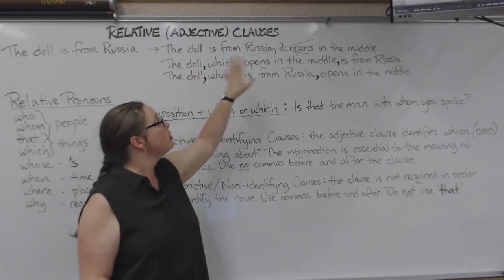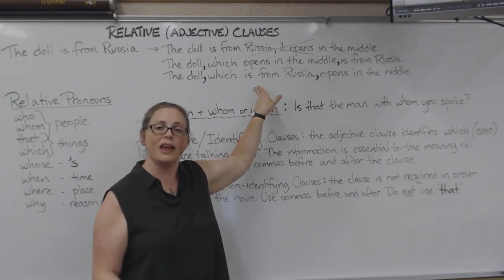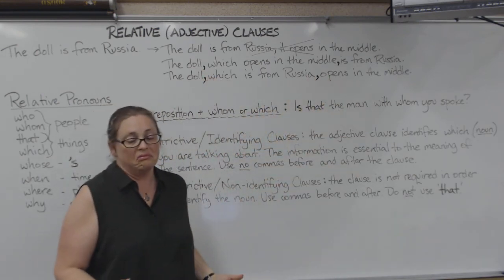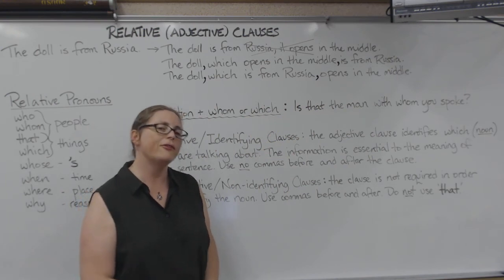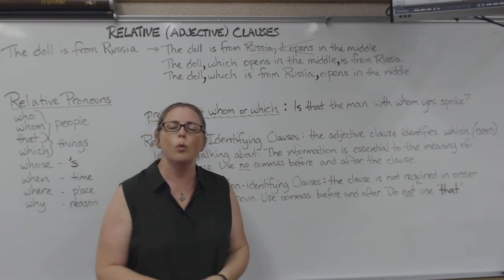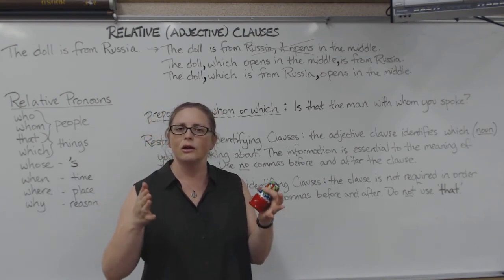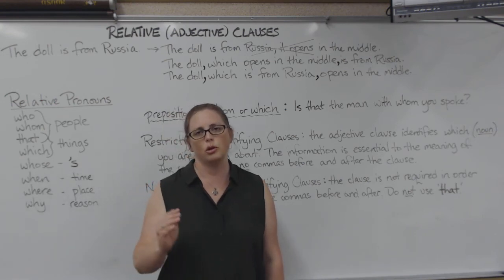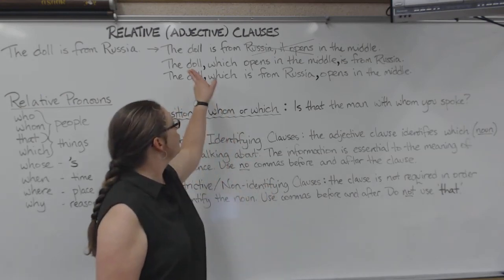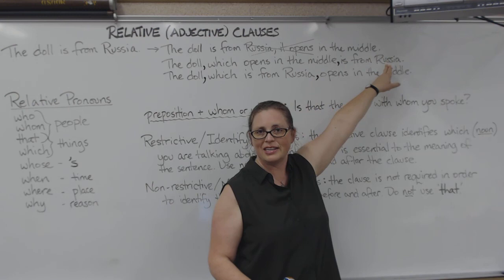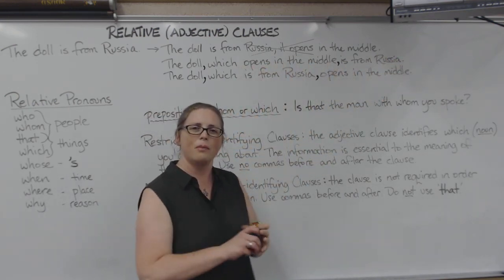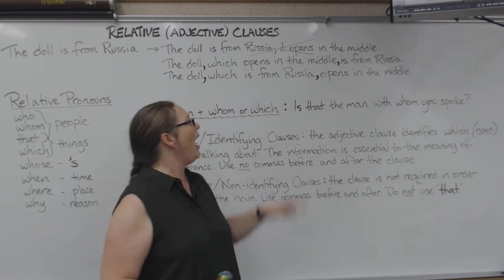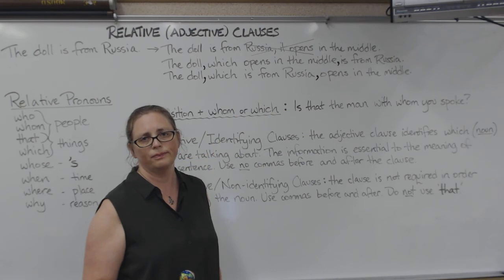You can also choose to use the other piece of information in the adjective clause. You're switching here. So the doll, which is from Russia, opens in the middle. That's good as well. What's the difference? The difference is the focus. What is your main idea? What information are you really trying to communicate? In general, the independent clause, the main clause, is the information you want to communicate the most. So the doll is from Russia is my main idea here. This is just some extra information I'm throwing in as a bonus. In this sentence, the doll opens in the middle is the main idea, and I'm giving you bonus information that it's from Russia. Okay?